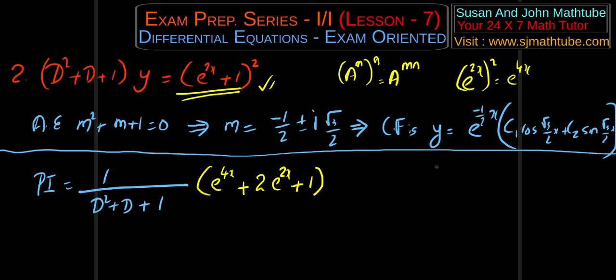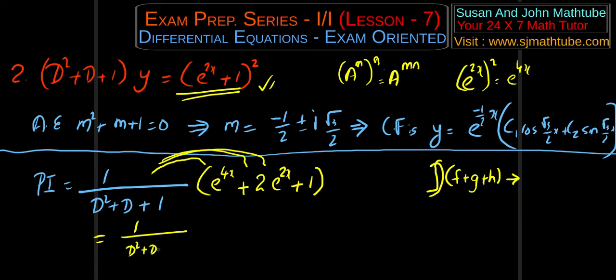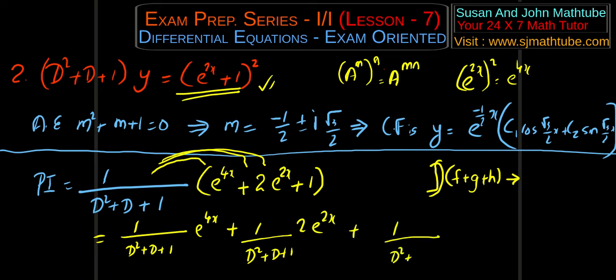And I'll ask you one more question. How do you integrate f + g + h? Or how do you differentiate f + g + h? You'll use something called the linear property. And of course, this particular integral also has that property. So you just split the operator. So we are going to get 1/(D² + D + 1) of e^(4x), plus 1/(D² + D + 1) of 2e^(2x), plus 1/(D² + D + 1) of 1. 1 means e^(0x).